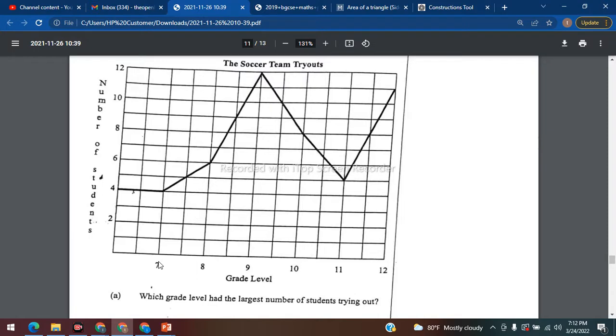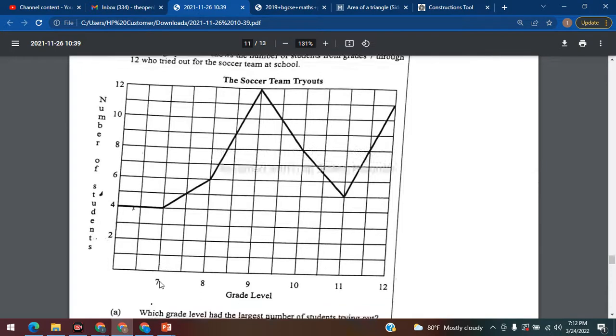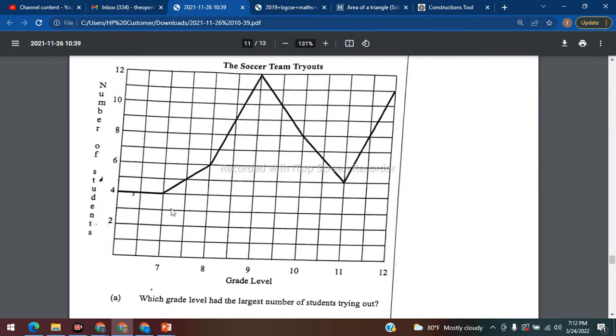All right, so for grade 7, the number of students who tried out for the soccer team was 4. How many students from grade 8 tried out for the soccer team? 6. How many from grade 9? 12. Good. That's a lot, eh?